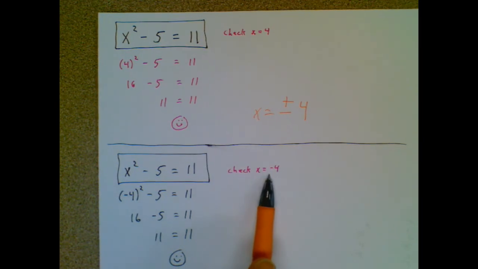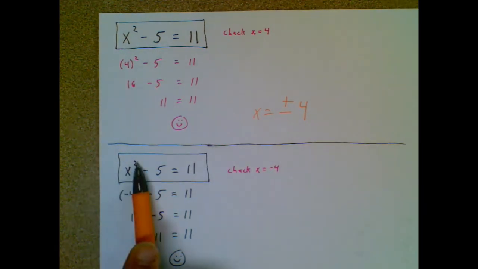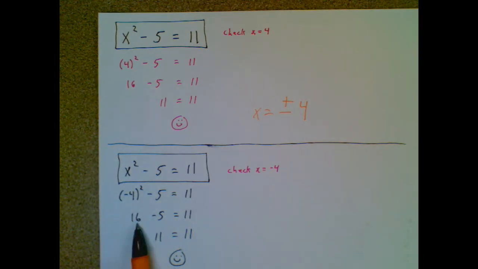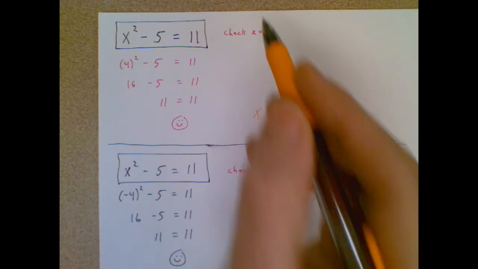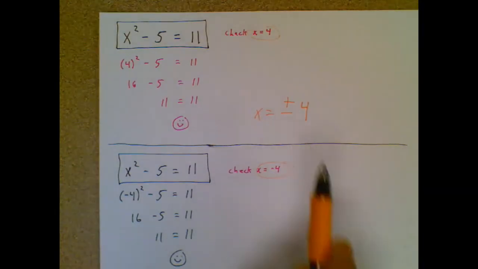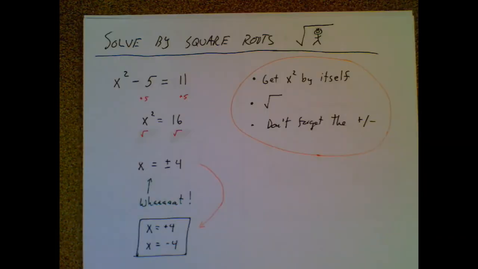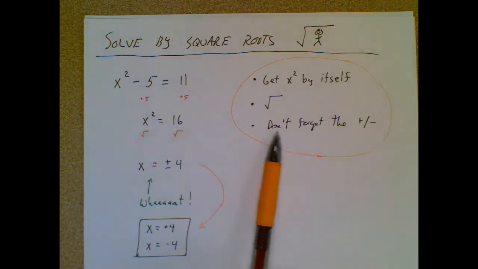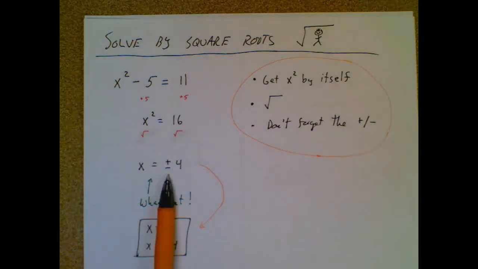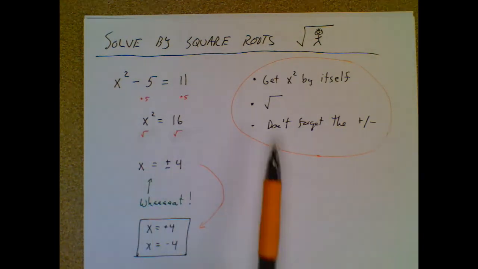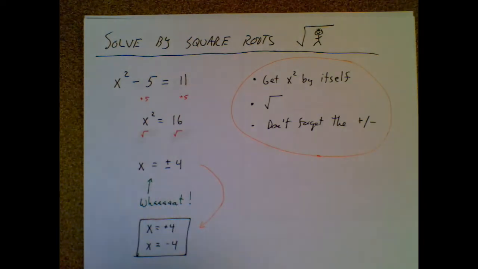So let's check out this one. If I take a negative 4 and plug it in, negative 4, once I square it, is positive 16. 16 minus 5 is 11. Holy cow, that worked, and so did that. So when we get this plus or minus, you can trust that it really is a true thing and that the math is going to work out. One of the tough parts for you is going to be, don't forget that plus minus. Because when you square root inside an equation, you do need that plus or minus.